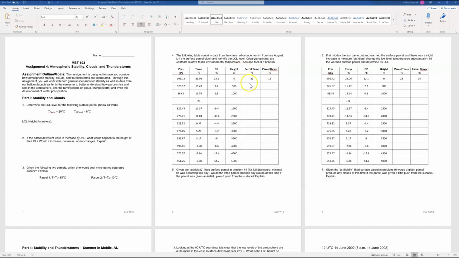So we have our parcel here in the morning, 23 degrees Celsius temperature, 12 degree dew point. Here we warm it up about 5 degrees and also add a little bit of moisture to our parcel. And we go through a similar process of finding our LCL and then finding again where we might find some clouds. And would the clouds be any different in the afternoon hours?